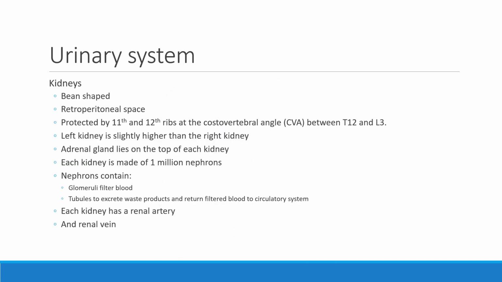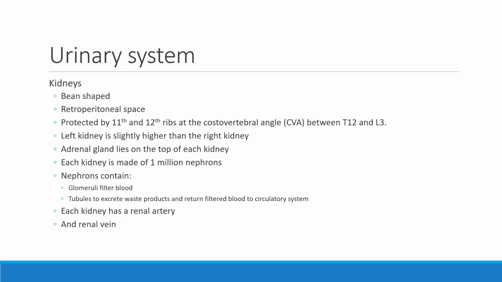Our kidneys are bean-shaped in the retroperitoneal space, and they're protected by the 11th and 12th ribs at the costovertebral angle between T12 and L3. The left kidney is slightly higher than our right kidney, and that has to do with our liver being there. The adrenal gland lies on top of each kidney.